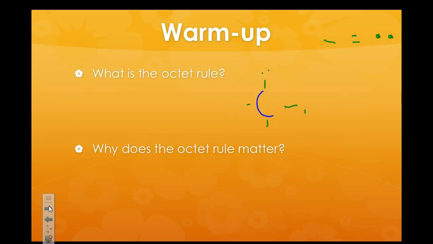Why does the octet rule matter? Because everything wants to be like a noble gas and have all its valence electrons filled. Why does that matter to us? So it can be stable. Oh, yes, stability is important. Why else does that matter to us? It's going to help us to predict the formula and the structure of that particular substance.